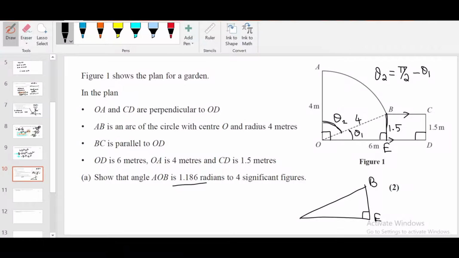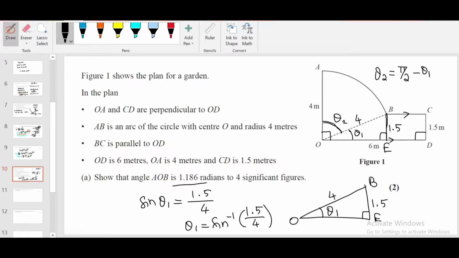B, E, this is a right angle triangle. We have theta 1 here. This is 4, this is 1.5. You can use SOHCAHTOA to find theta 1. So sine theta 1 is equal to opposite over hypotenuse. So theta 1 is sine inverse of this. Find the value, use your calculator in radian mode, and then straight away sub in this value to find theta 2. So sine inverse of 1.5 over 4 is 0.38 something, which we don't need actually.